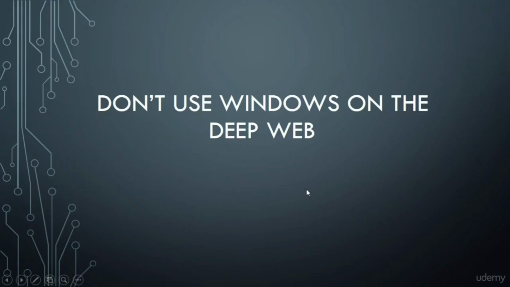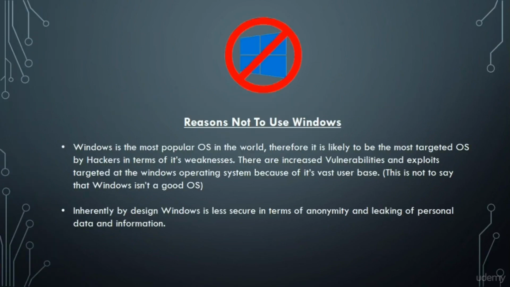Hello everyone and welcome to the second section of the course where we'll be talking about setting up the most secure environment for the deep web. So in this video I'm going to be talking about why you shouldn't use Windows on the deep web, and I have very good reasons for this, not out of hate of the operating system, but basically because Windows is the most popular operating system in the world. Therefore, it is likely to be the most targeted operating system by hackers in terms of its weaknesses.